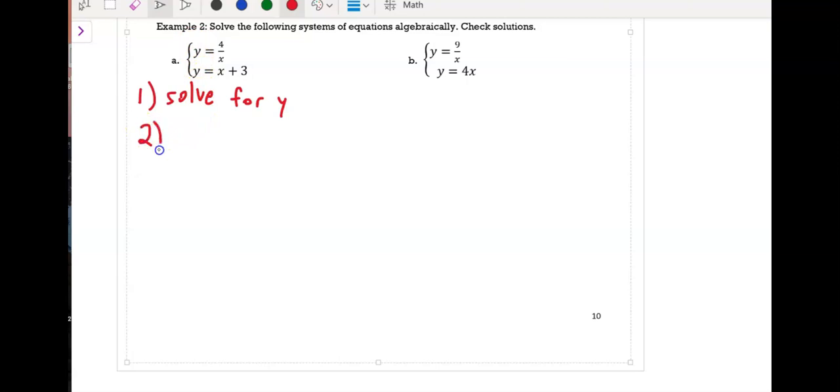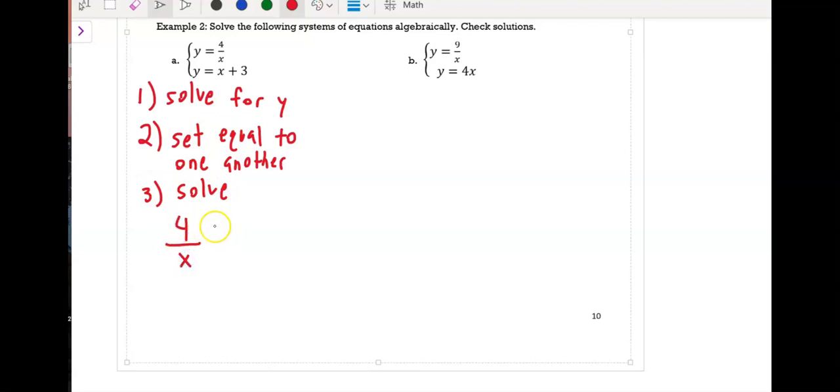Step number 2 is we're going to set those equations equal to one another because they're both equal to the same thing, which in this case is y. So set equal to one another. Then step 3, we can solve. So when I set them equal to one another, I have 4 over x is equal to x plus 3. But x plus 3 we know is really over 1.